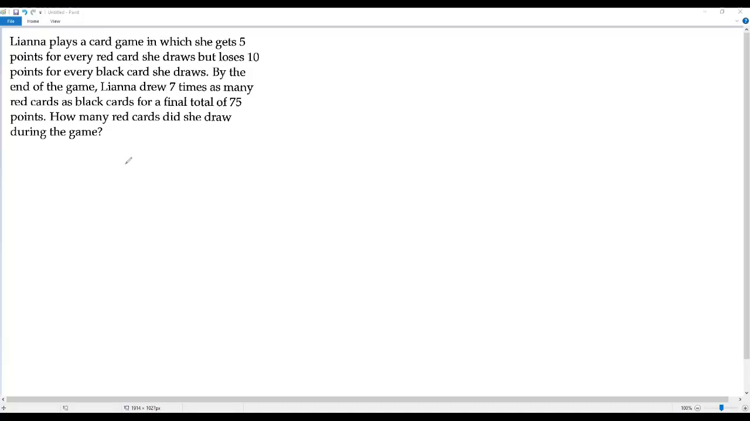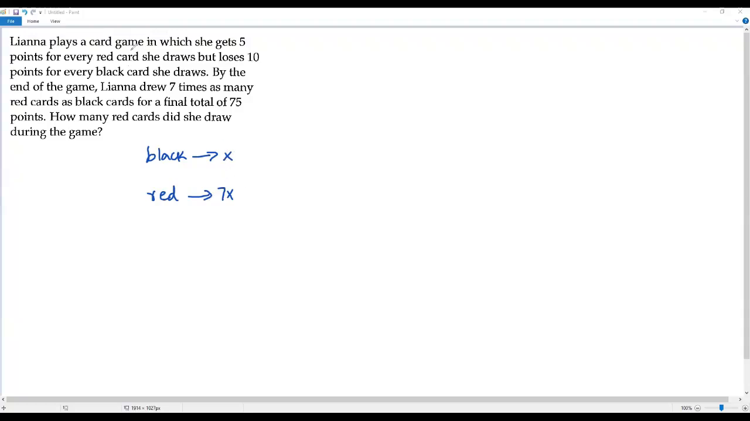Okay, let me assume that Lianna drew X number of black cards. Let me write. So, number of black cards will be X. Then what could be the number of red cards? So let's consider the particular information we have over here. She drew 7 times as many red cards as black cards. Already we have assumed that X represents the number of black cards. Then the number of red cards will be 7x according to this information, because 7 times the number of black cards equals the number of red cards.